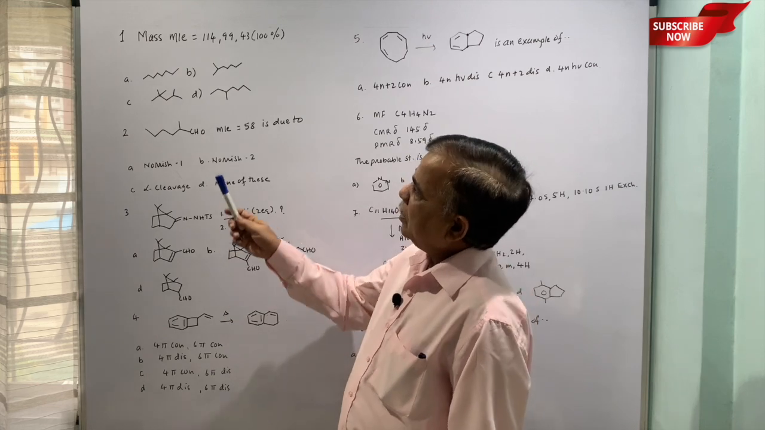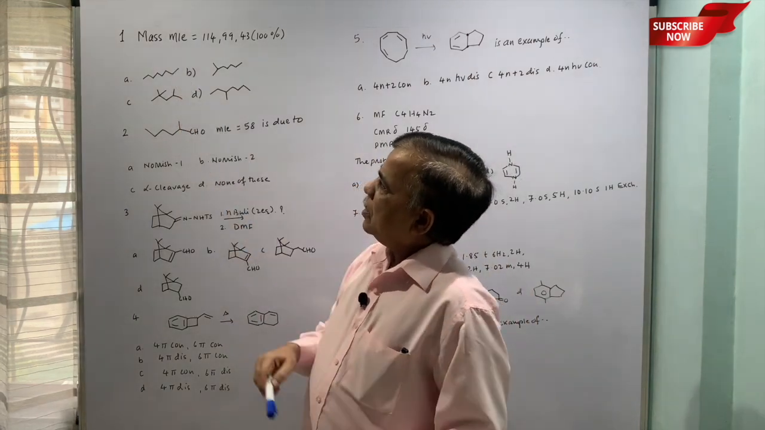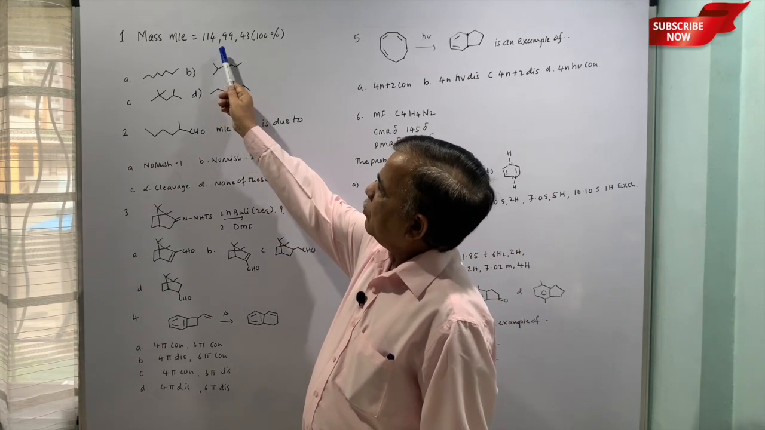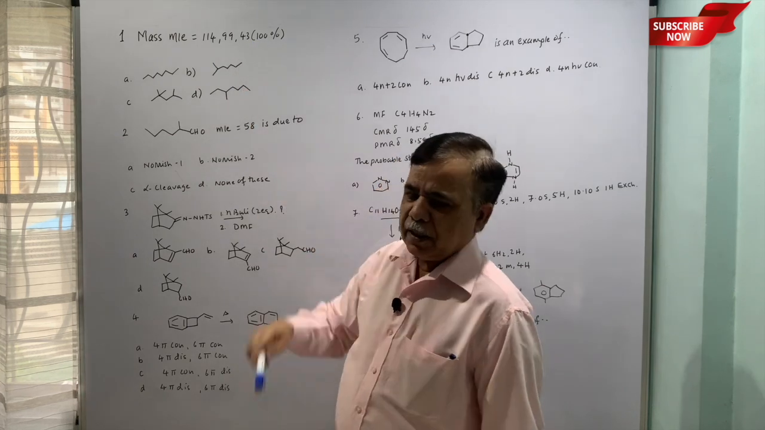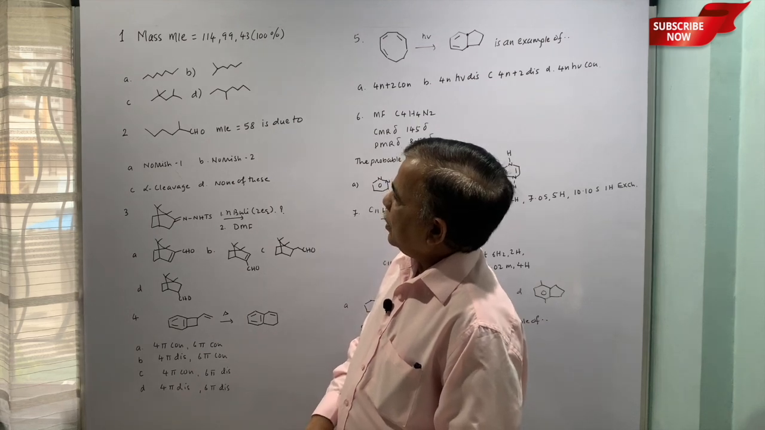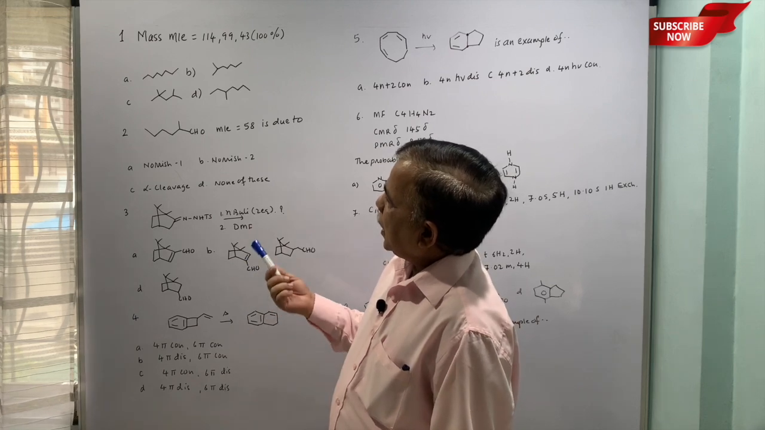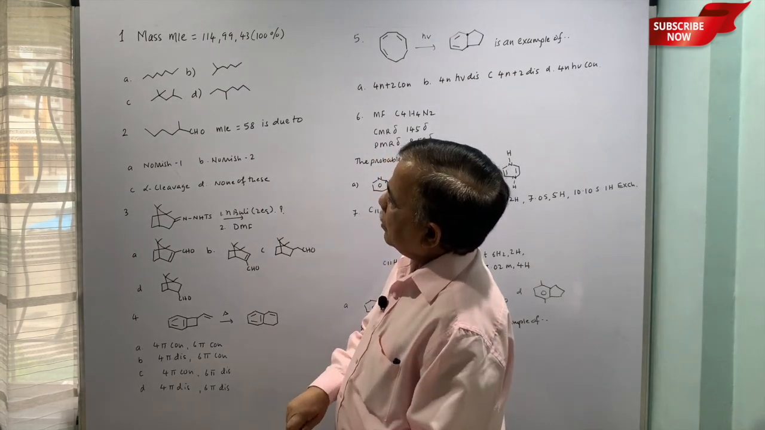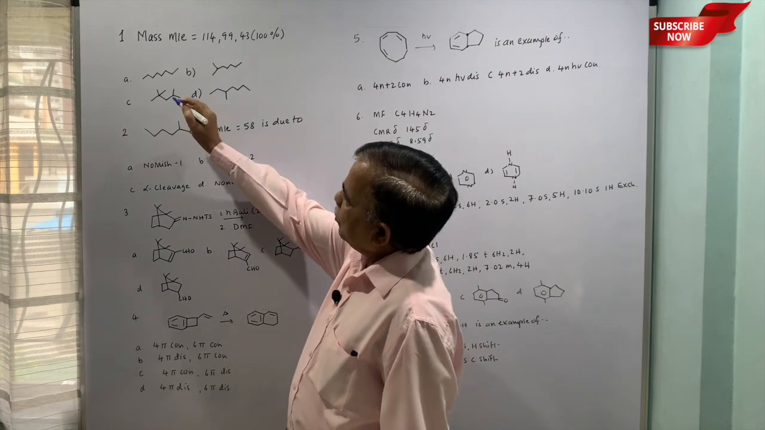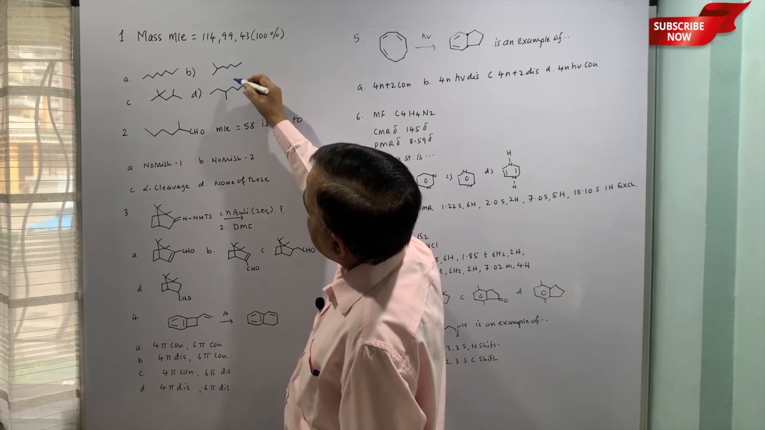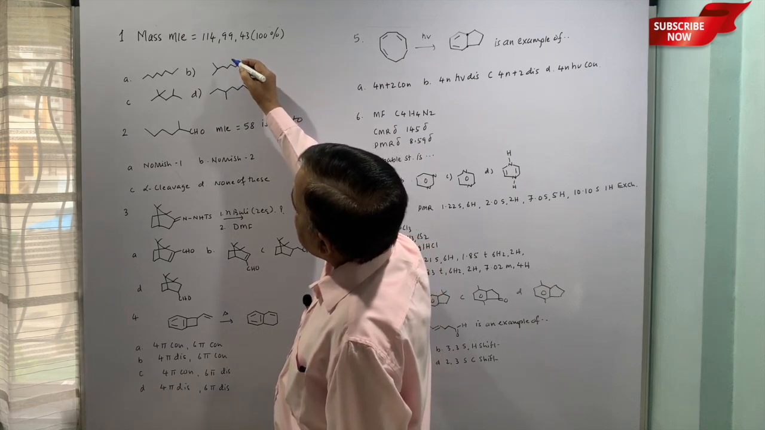Now to begin with, the first question is, the mass data is given. Mass to charge ratio 114, 99, and 43 is 100%. That is the only thing we have. So 43 is possible and 43 has to be 100%. So there are two compounds which can give this, this one and this one can give, even this can give, but it should be 100%.